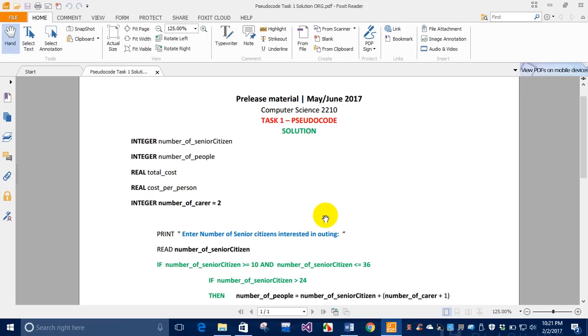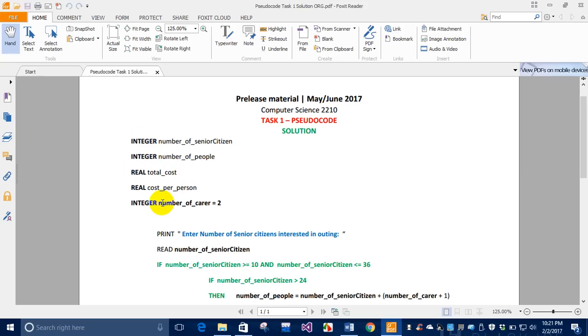Okay, this is the pseudocode. I'm using some variables of different types. In pseudocode, you are independent of syntax, of following any rules of a high-level language. So for your convenience, I have written some variables of type integer: number of senior citizen, integer number of people, real total cost, real cost per person. These are the data types, and these are the variables.